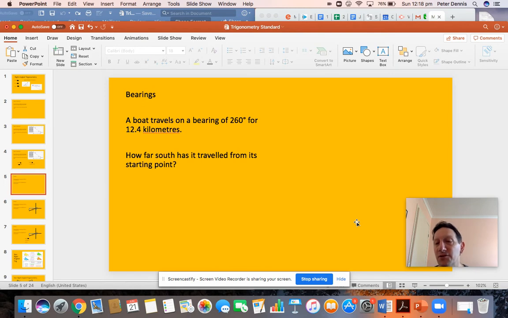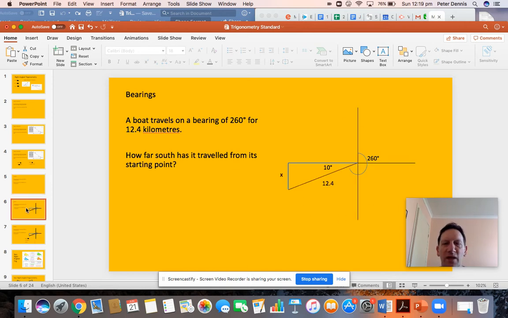The next thing you have to be able to do really, really well is bearings questions. A boat travels on a bearing of 260 degrees for 12.4 kilometers. How far south has it traveled? So the first thing you need to be aware of is, where would this 260 be? Remember, north is 0 degrees. So east out this way is 90, south is 180, and west here is 270. So all the way around to 260 is all the way around here.